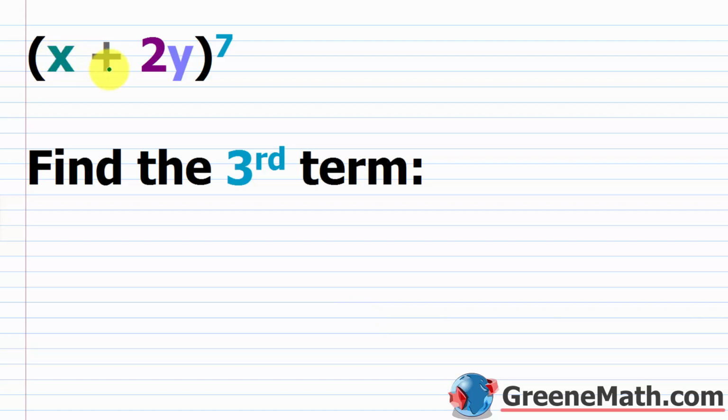So we have the quantity x plus 2y to the seventh power. We want to find the third term. You could use the binomial theorem and write all the terms out. You'd have 8 of them, right? Because this is a 7, so you'd have 8 terms. And then go through and get the third one, right?